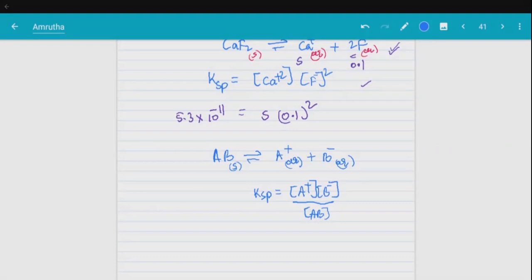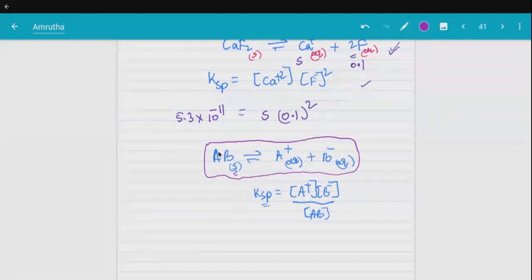We are naming it the solubility product because this expression gives a meaning. What is the meaning of this? A solid is kept in water and it is producing ions. So that is called solubility. How many moles are present in 1 liter? We are measuring per liter of solution. That is solubility. So A plus, B minus are products, fine, but the reactant is AB. We don't write this.